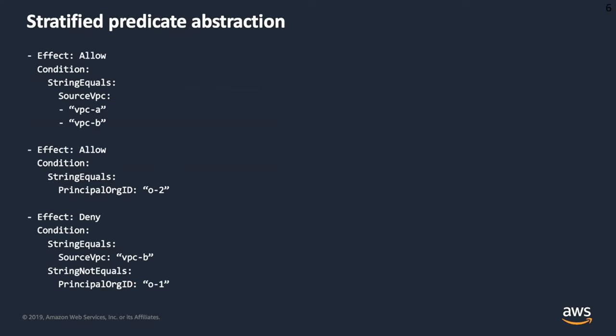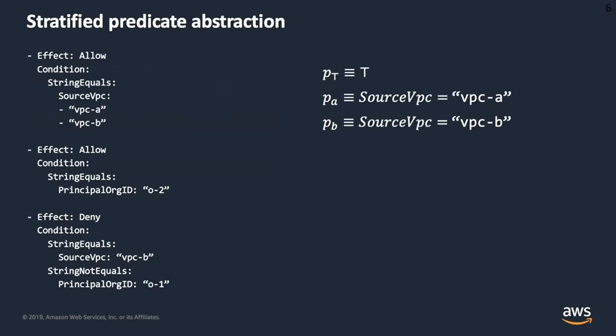This is where stratified predicate abstraction comes in. Ideally, findings should use the terms that are relevant to the way access is controlled. Looking at this policy, for example, we can see that one of the ways access is controlled is via the source VPC condition. Let's extract a set of predicates for this variable.